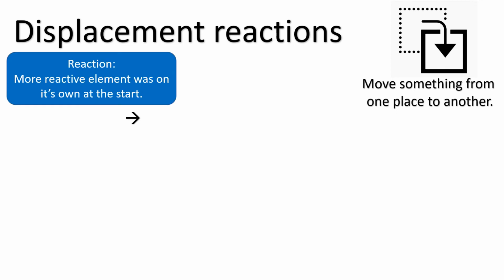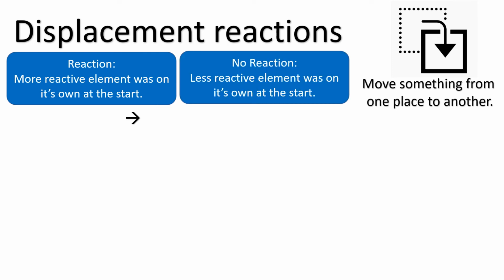When we looked at displacement reactions, well, first of all, we talked about displacement, meaning we move something from one place to another. So I've used the symbol here to represent displacement reactions. The two rules we had: if there was going to be a reaction, the more reactive element was on its own at the start. Now that would apply to a metal or a halogen. And if there was no reaction, then the less reactive element was on its own at the start.